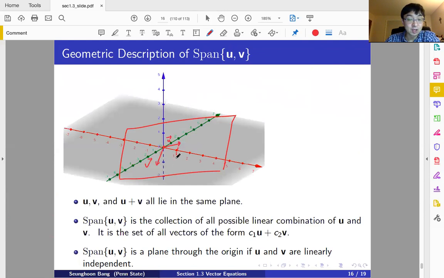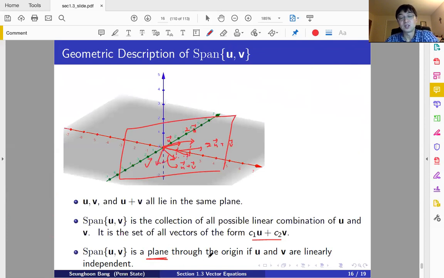What happens to U plus V? You can draw a parallelogram, and the vector U plus V is exactly on the plane. What about C1 U plus C2 V? Here, this one is exactly 2 times vector U plus vector V. You can draw a parallelogram, so this is exactly on the same plane. This is one geometric result.